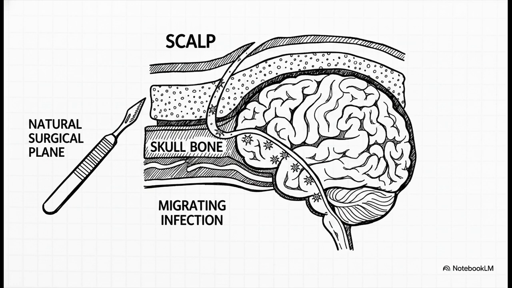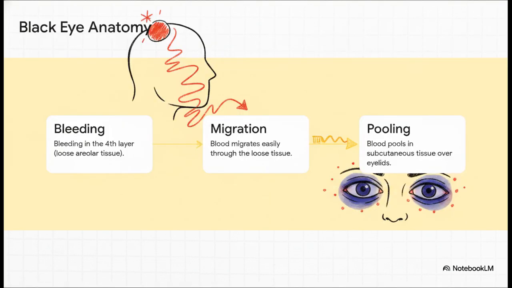This layer is traversed by what we call emissary veins, and these veins connect the outside of your scalp directly into the dural venous sinuses inside your cranial cavity. So what does that mean? It means a nasty infection in this layer can travel straight into your brain case, which, as you can imagine, can be completely fatal. Let's translate that into an injury we've all seen.